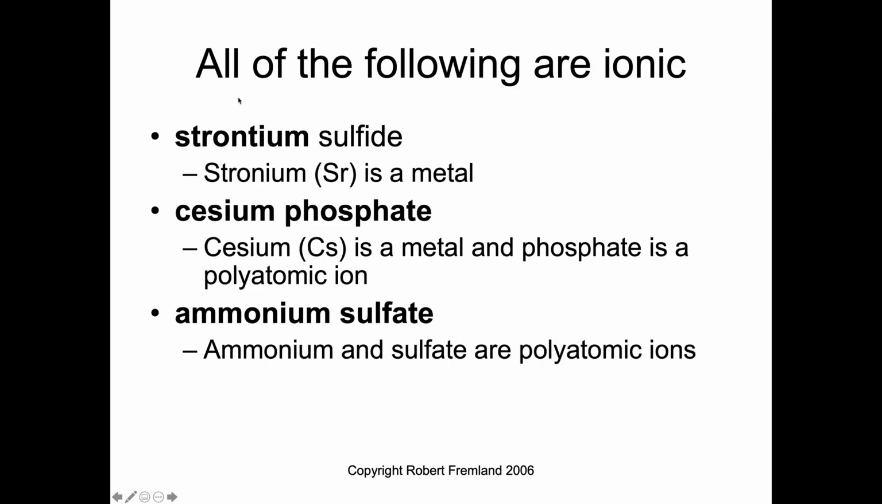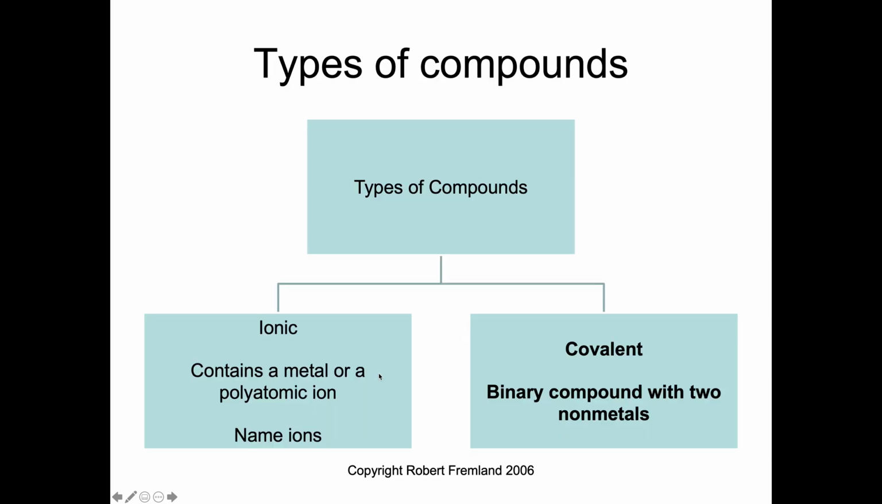All right. So just for examples, we know this is an ionic compound because strontium is a metal. Cesium phosphate, we have 2 clues that this is ionic because cesium is a metal, phosphate is a polyatomic ion, and ammonium sulfate is made from 2 polyatomic ions.